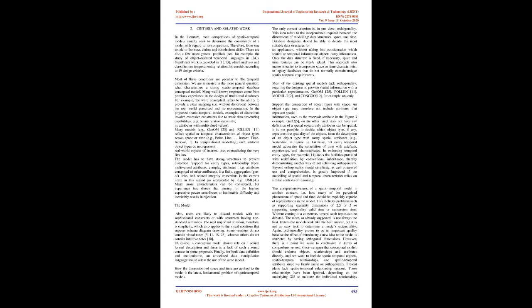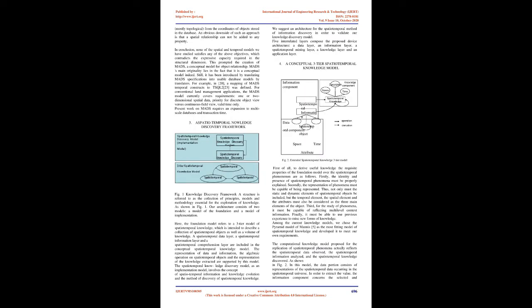unique spatio-temporal requirements. Most of the existing spatial models lack orthogonality, requiring the designer to provide spatial information with a particular representation. GOOM 25, Pollen 11, Modular 2, and Congu 19, for example, only support the connection of object types with space. An object type may therefore not include attributes that represent spatial information, such as the reservoir attribute in the Figure 3 example.